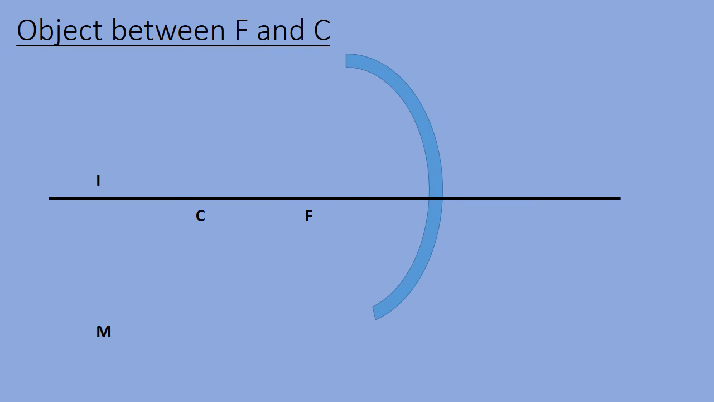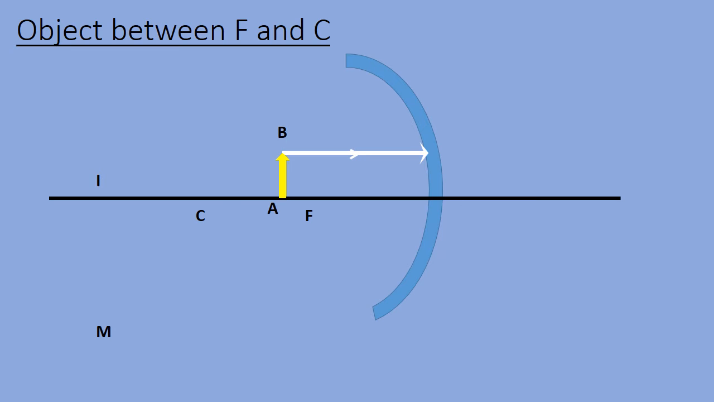Let AB be the object and we are considering 2 light rays. A light ray which is parallel to the principal axis and another light ray which passes through the center of curvature. The light ray parallel to the principal axis after reflection would pass through the focus. And the light ray which is passing through the center of curvature after reflection would retrace its path.